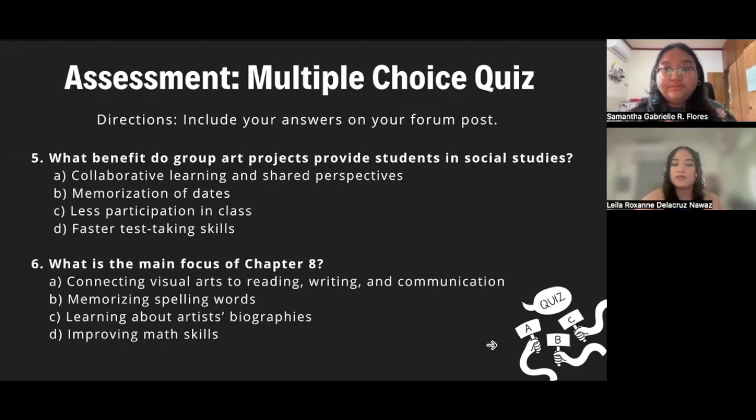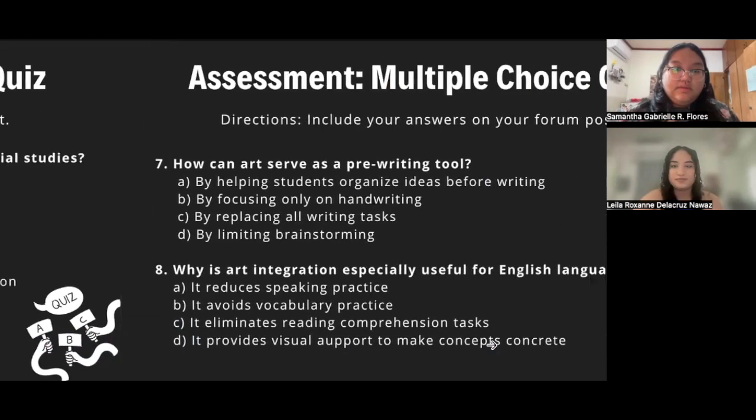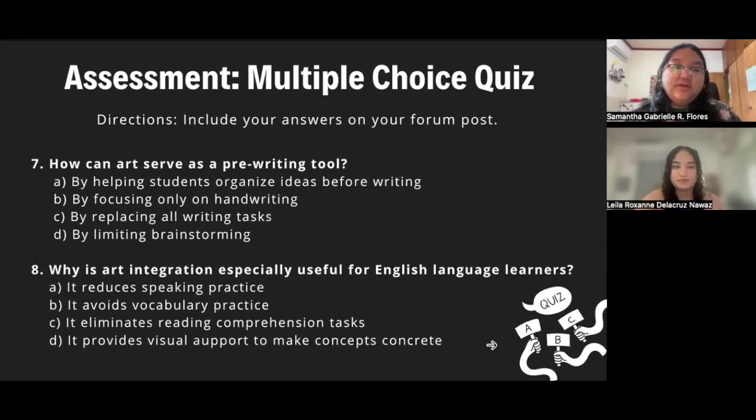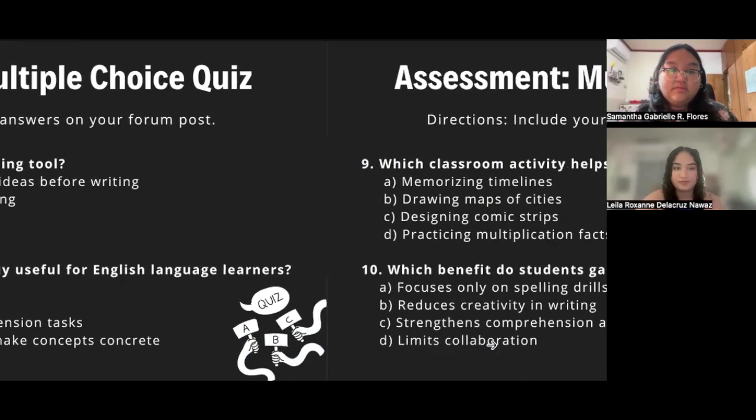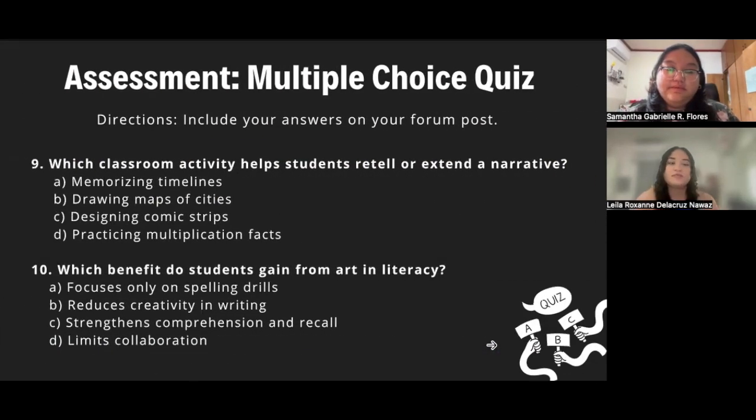Six, what is the main focus of chapter 8? Number seven is how can art serve as a pre-writing tool? Number eight is why is art integration especially useful for English language learners? For nine, which classroom activity helps students retell or extend a narrative? Ten, which benefit do students gain from art in literacy?